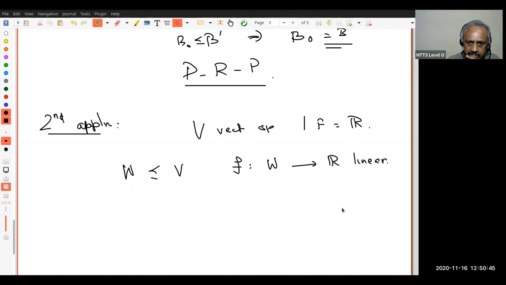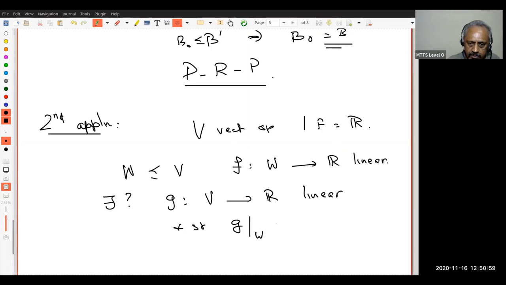Do you understand this? So what I want to know is whether I can find an extension. That means whether there is a G from V to R which is linear, and such that when I restrict G to W, it should be F. That means G of w must be equal to F of w for every w in W. Such a G is called an extension of F to V. What kind of an extension? Since F was linear, I want G to be linear also. Do you understand this question?